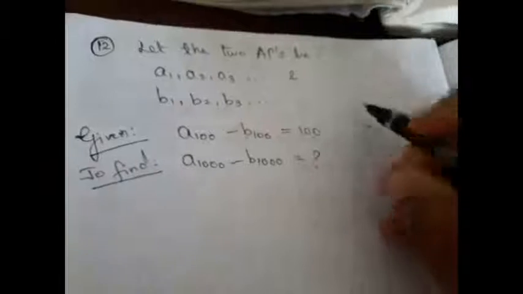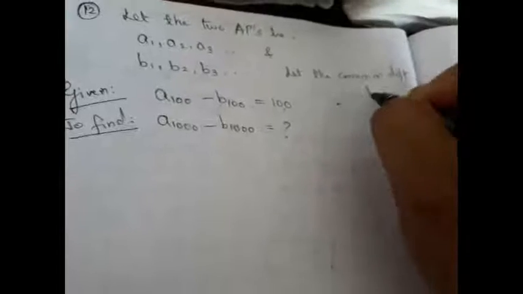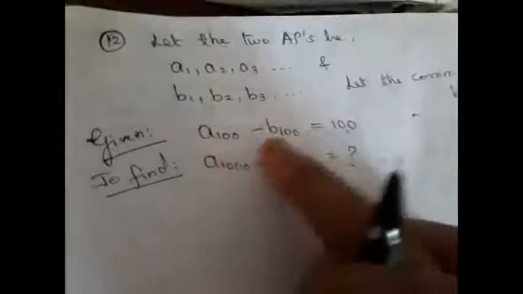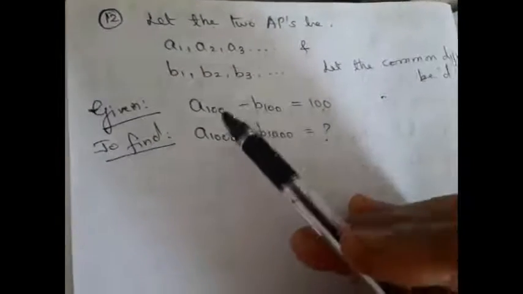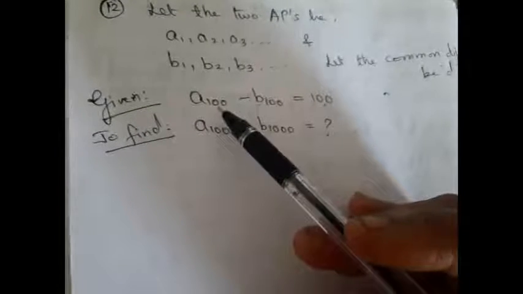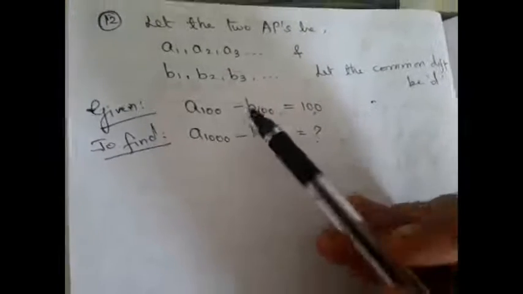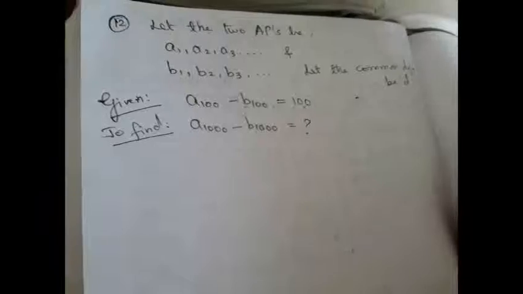Let the common difference be d. Right? We are assuming the same common difference as d, and it is also given the difference between their 100th terms. Since the first AP we denoted using A, I have denoted its 100th term as A100, and for the second AP as B100. The difference between their 100th terms is 100. They asked you to find the difference between the 1000th terms. So we can proceed, right?